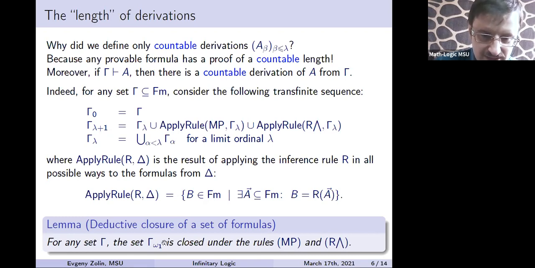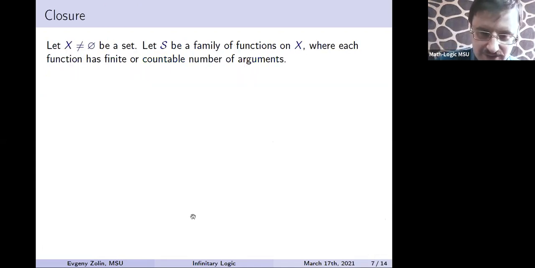So the lemma states that gamma omega 1 is closed under these rules. So if we apply rules of modus ponens and conjunction, then we do not obtain anything new. And this is not about derivations and infinitary logic and so on. We already saw a statement like this for building formulas, not proving them, but simply building formulas. This is a rather general fact.